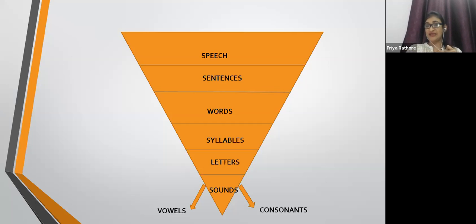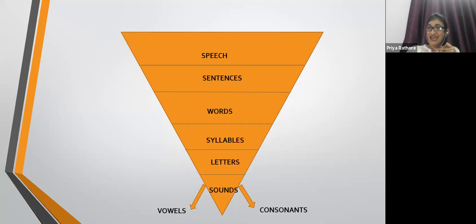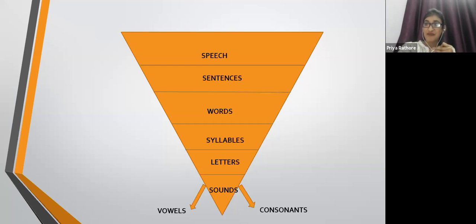Then syllables are made up of letters, and letters are really made up of sounds. Now we are going to be discussing the two kinds of sounds here: the vowel sound and the consonant sounds. In fact, when I was in school in my English class, my teacher used to say, vowels, vowels, vowels all the time. But later on I got to know the correct pronunciation of this word is vowel.